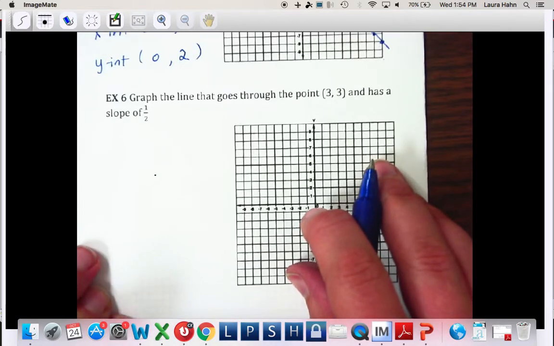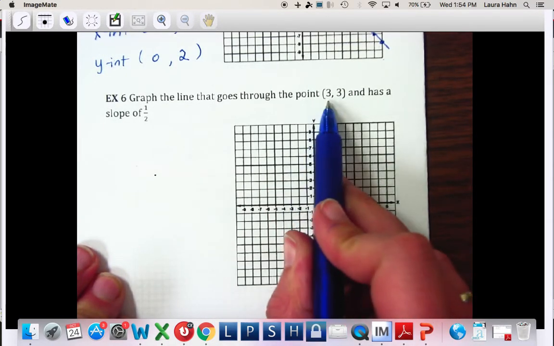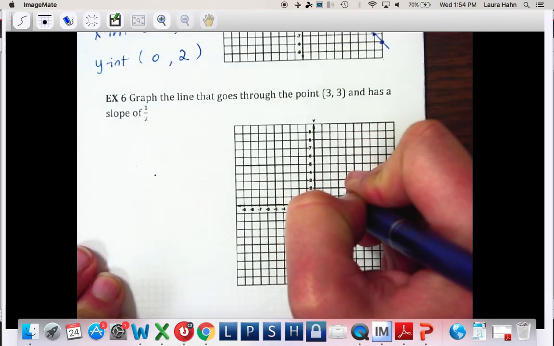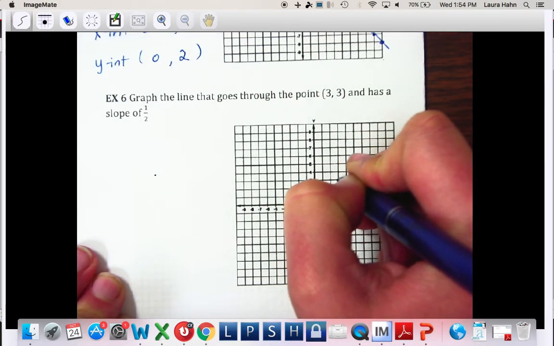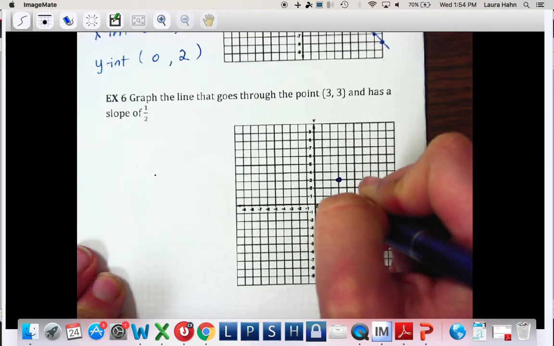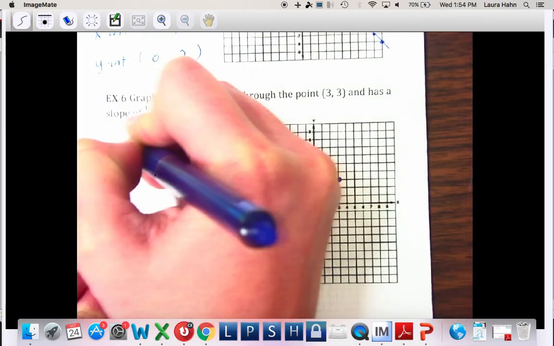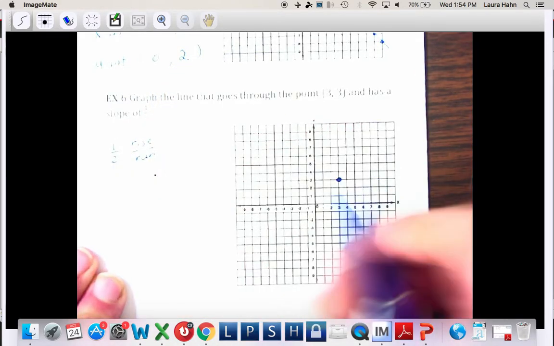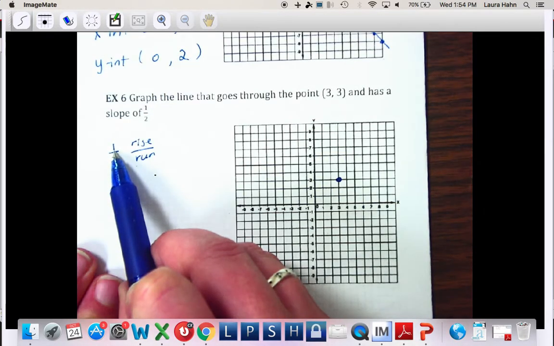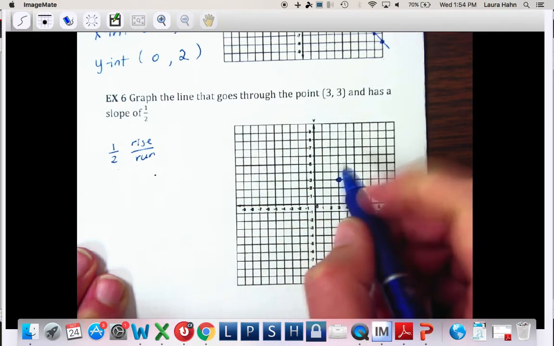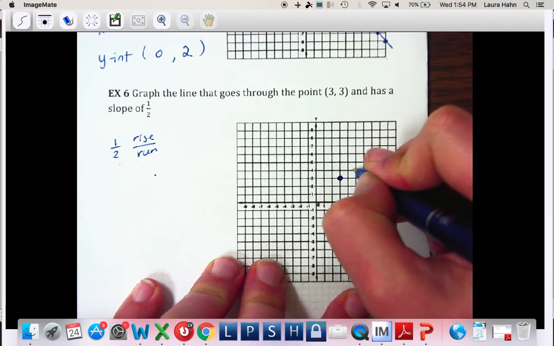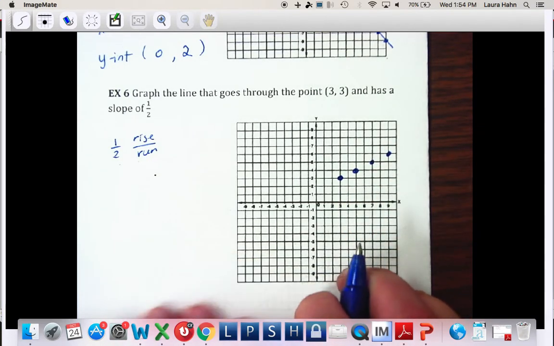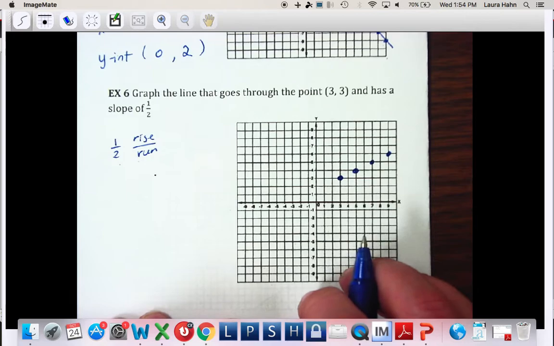Last problem. It gives me a point. It gives me a slope. So that's perfect. I'm going to go graph 3, 3. And then I'm going to use slope to tell me how much to rise and how much to run. So from here, I know I need to go up 1, right 2. So up 1, right 2. And then keep doing that. Up 1, right 2. Okay, so I'm going to ask for the x and y-intercept again.